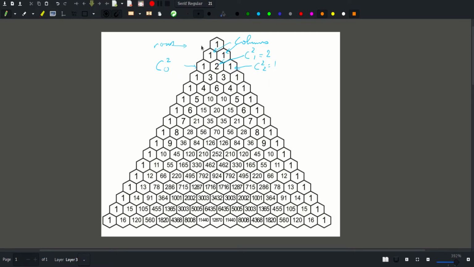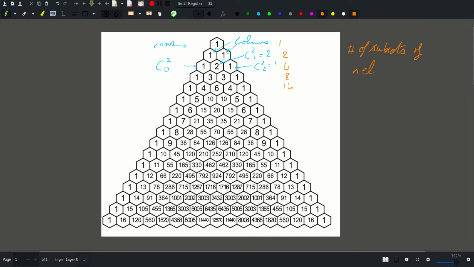For example, we might sum the values in each row. Here we will have 1, here we will have 2, here we will have 4, here we will have 8, here we will have 16, and so on. So you can notice that the sum of all these values is always a power of 2, and this makes sense. So we know that the total number of subsets of n elements is equal to 2 to the n.